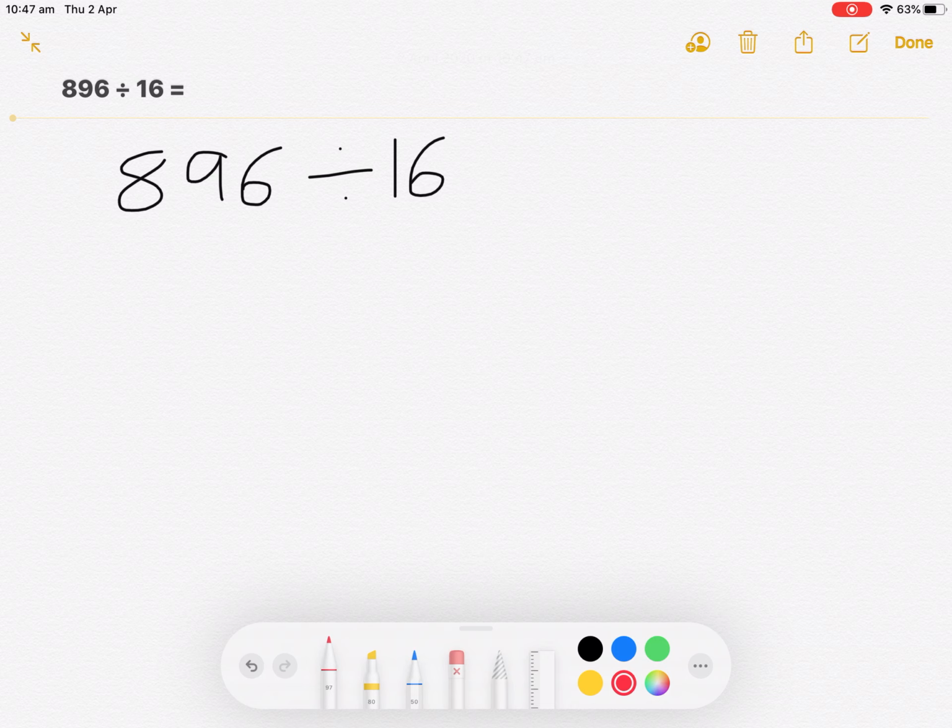Now, I know factors of 16 are 2 and 8, because 2 times 8 makes 16. So it's easier for me now to actually divide 896 by 2 and then divide it by 8. I'm still going to end up with 16 groups, but firstly it's going to be divided by 2 and then it's going to be divided by 8. So doing it in two steps breaks the number down for me more.